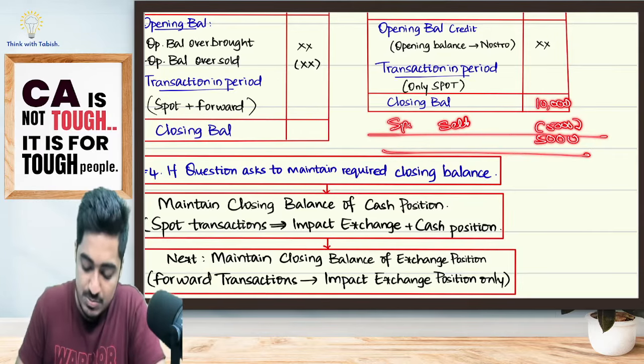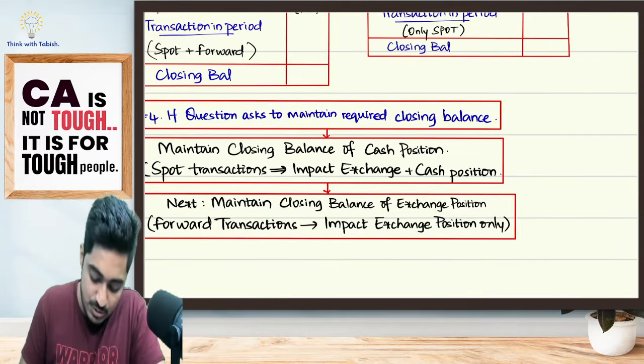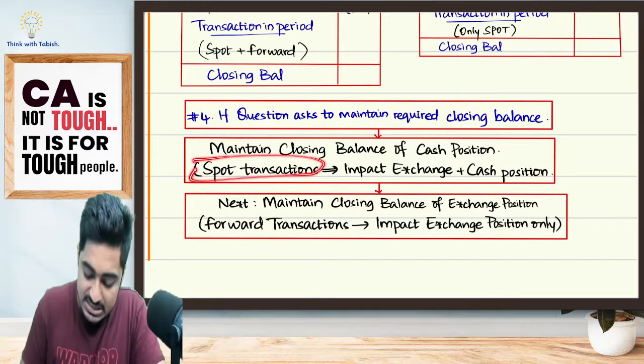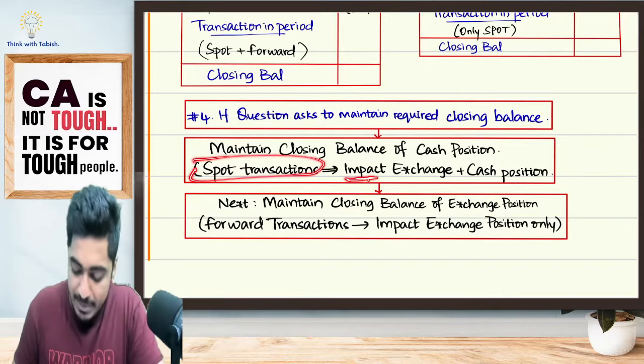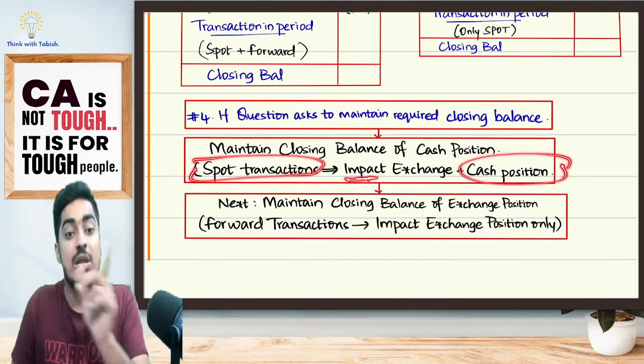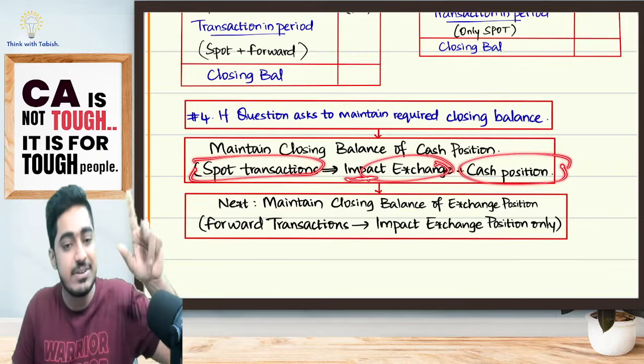That means it is going to be a spot sell. Is this clear everyone? So first I will be doing the spot transaction. Where all will it impact? It will impact the cash position. Yes, but it will impact the exchange position also. In the exchange position everything is shown.